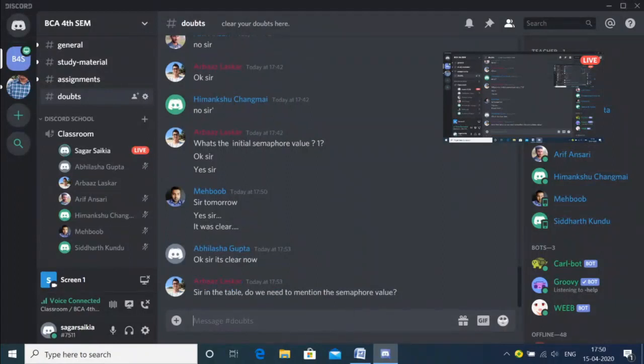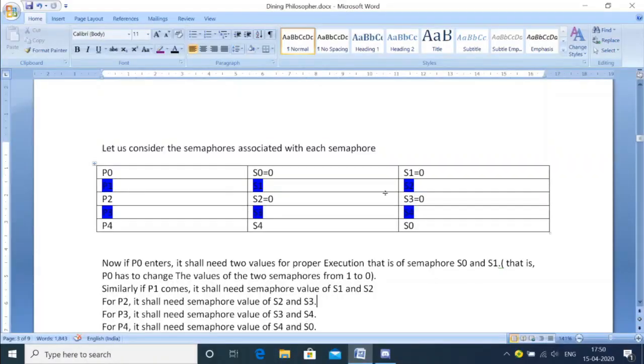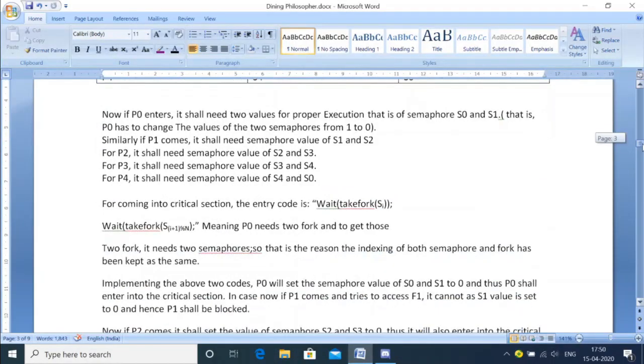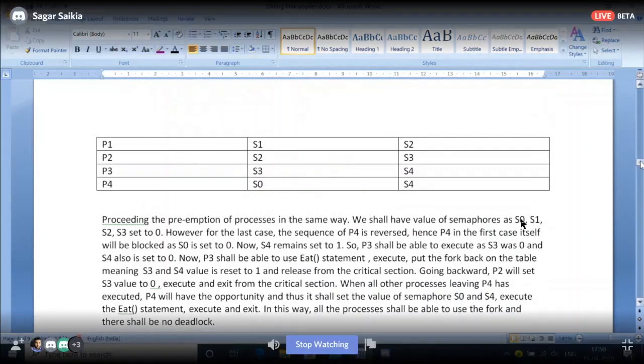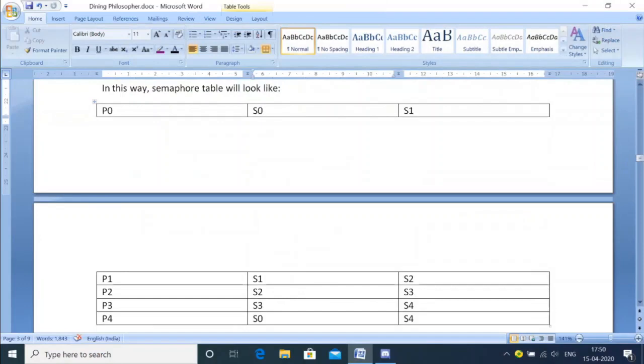Yes, it is better to mention, for clarity. I did not mention, but it is better. Like whatever is happening here, for example, S0 was changed to zero once F0 was given to P0. So this was still one. Preemption took place. After preemption took place, it could take only this fork. So this can be changed to zero, but this one was preempted. So that way you can put according to your choice.